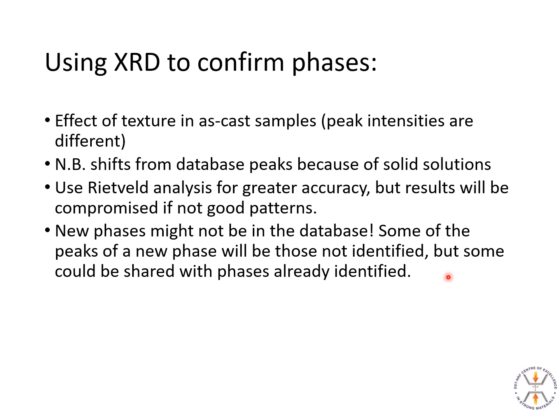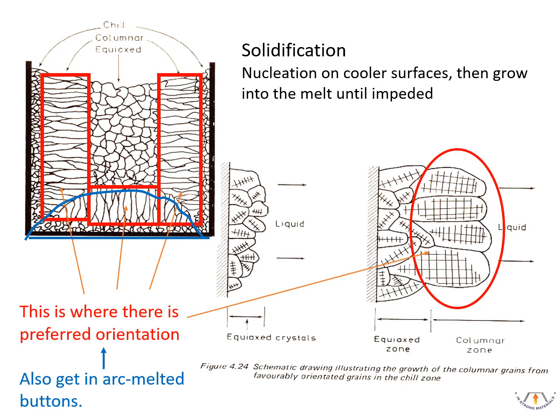If you're doing something totally new, you might get a new phase that is not in the database because you've just discovered it, or you're the only one to realize it's a new phase. So those peaks might not be there, but some of those peaks could already be shared because you've got the same atoms in there. Right, let's talk about preferred orientation.